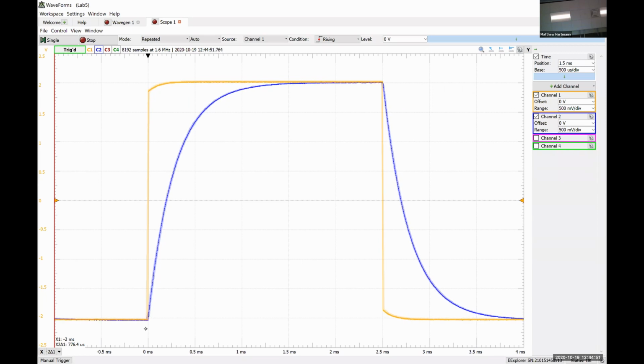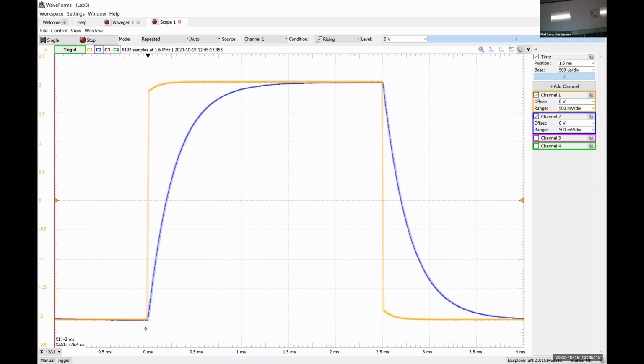Give me a number. 0.5284, so 528.4 millivolts, okay? So whenever our voltage signal is increasing and has that particular value, that is exactly one time constant.